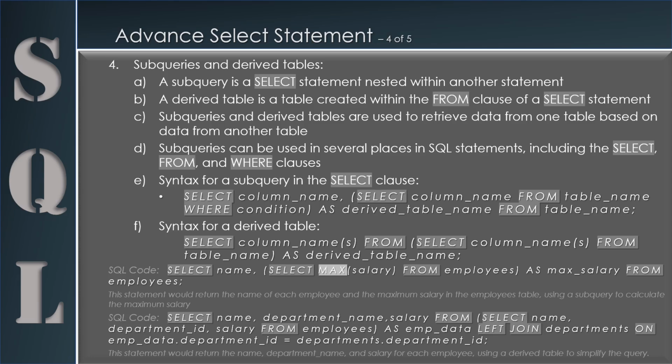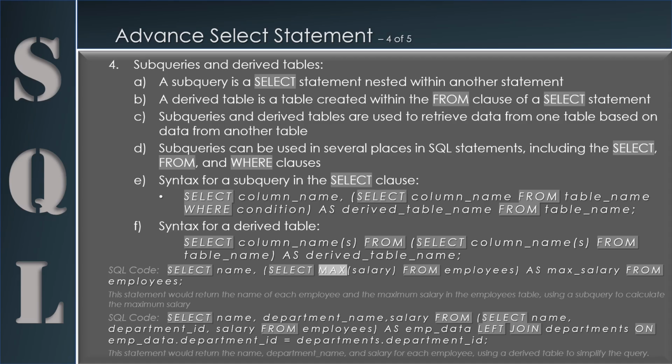Now we're going to use the subquery in this: select name, department ID, salary from employees as employee data. Left join, we're going to use joins in this. Left join departments on employee data.department ID is equal to departments.department ID. This statement would return the name, department name, and salary for each employee using a derived table to simplify the query. So see, that's what I was trying to tell you.